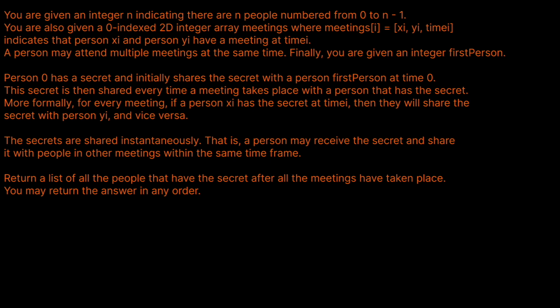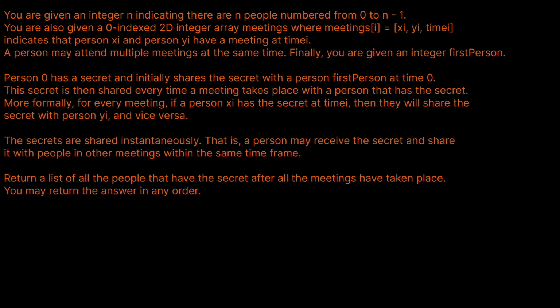A person may attend multiple meetings at the same time. Finally, you are given an integer firstPerson. Person 0 has a secret and initially shares the secret with firstPerson at time 0. This secret is shared every time a meeting takes place with a person that has the secret. More formally, for every meeting, if person x_i has a secret at time_i, they will share the secret with person y_i and vice versa. The secrets are shared instantaneously.